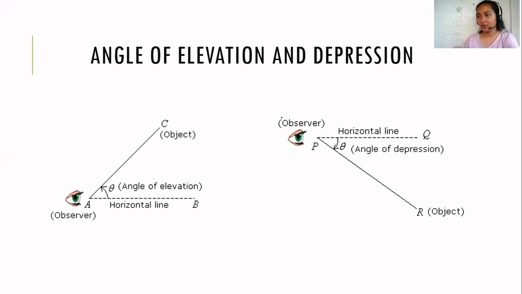Somehow you are on the ground and looking at an object that is in a higher location. Okay? While the angle of depression, the bird's eye view, is the angle between a horizontal line from the observer and the line of sight to an object that is below the horizontal line.